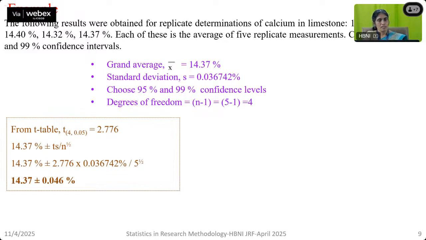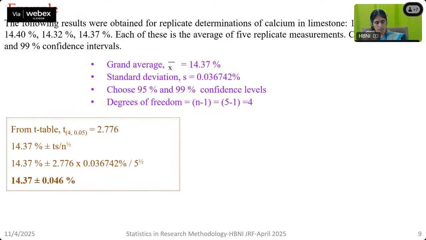What you have to do, as we did for the previous question: here, since each value comes from repeated measurements and averaging, you have to apply the equation x bar plus or minus Ts by root n.